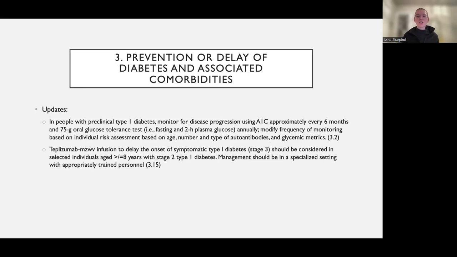If that's not a medication you already know a lot about, maybe look into it and see what it is. It can be for anyone 8 years or older with stage 2 type 1 diabetes. And so that's obviously a fairly specialized medication, but something that you might need to know about as a pharmacist.